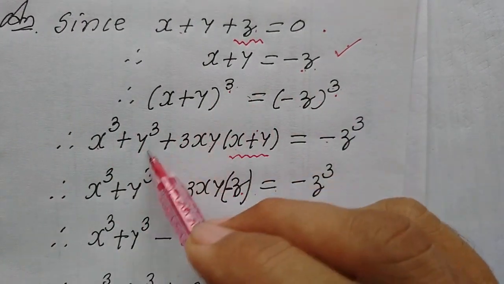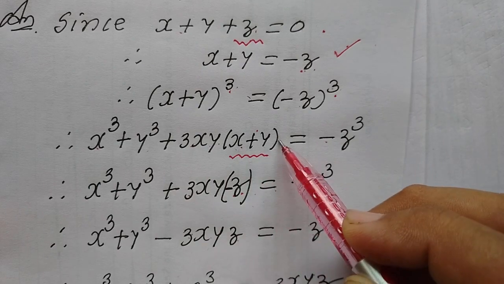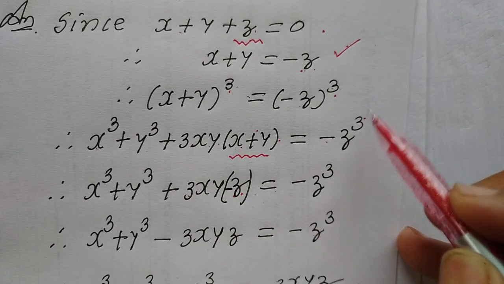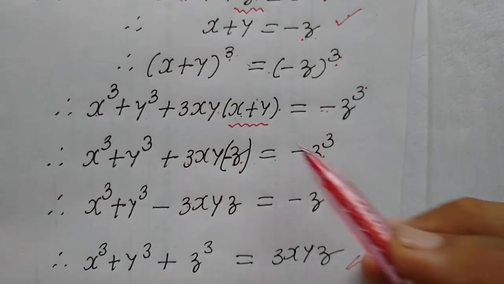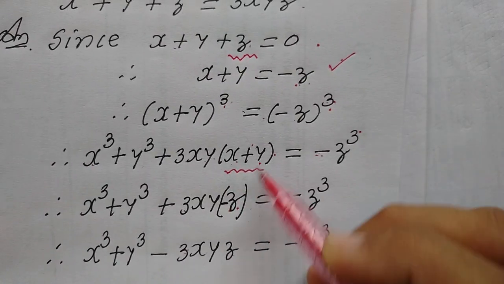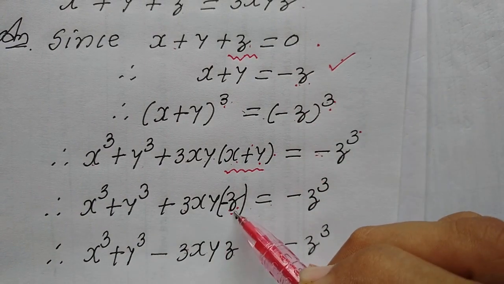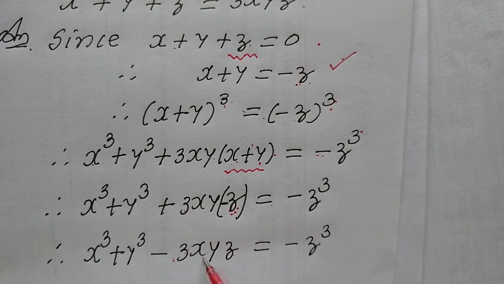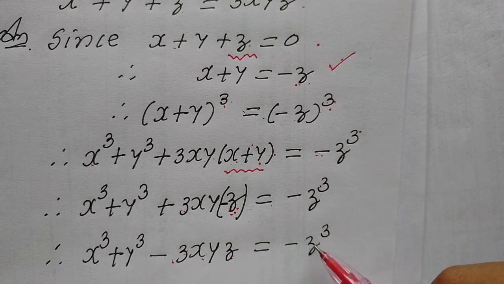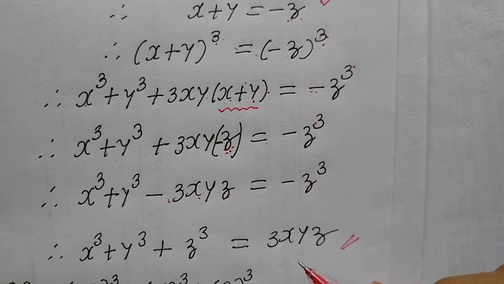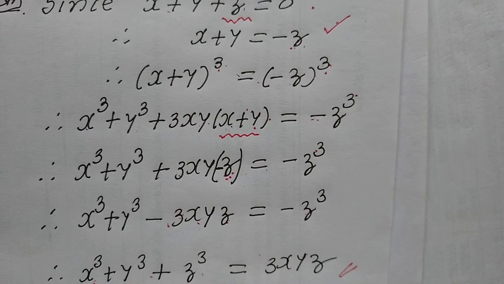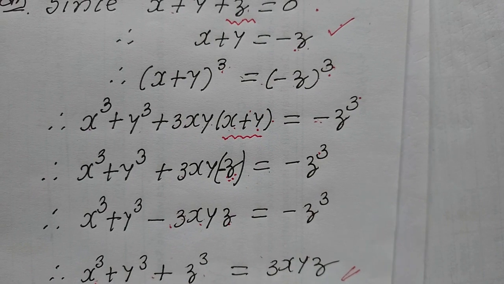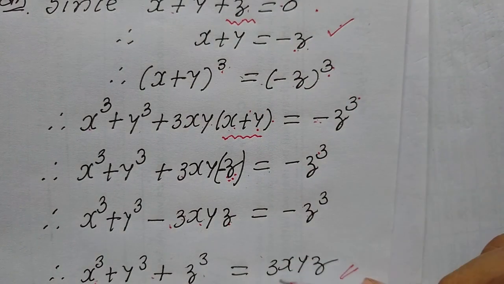So x cube plus y cube plus 3xy (x plus y) equals minus z cube. Here it is an odd power, so after removing brackets, there is a minus sign. Now children, this x plus y we replace by minus z, so it is minus 3xyz, minus z cube. Now bring this z cube to this side. So it is x cube plus y cube plus z cube equals 3xyz. Now children, you can see the entire sum from the starting step to the last step.